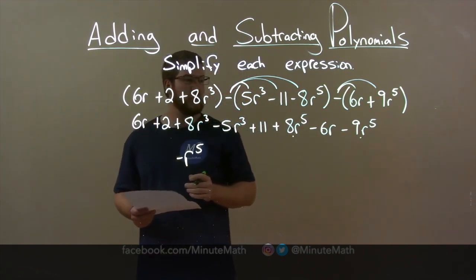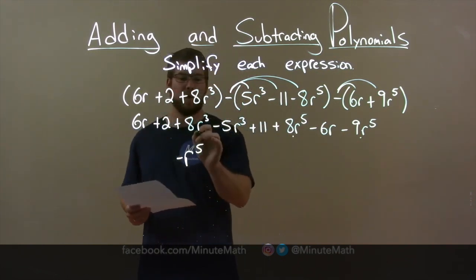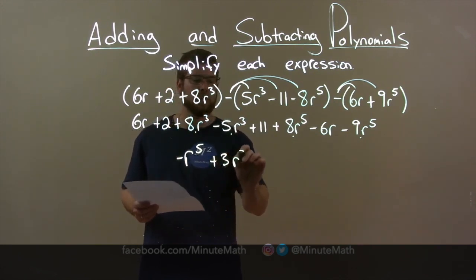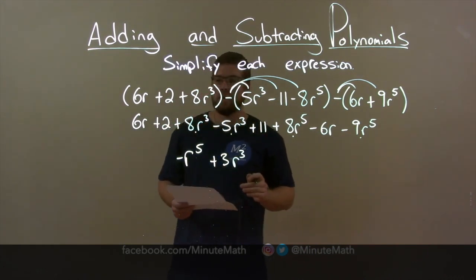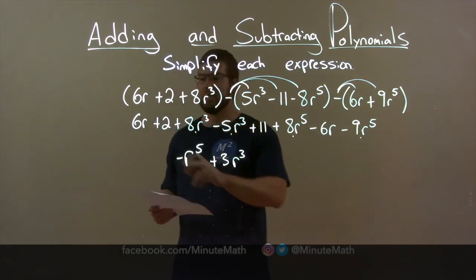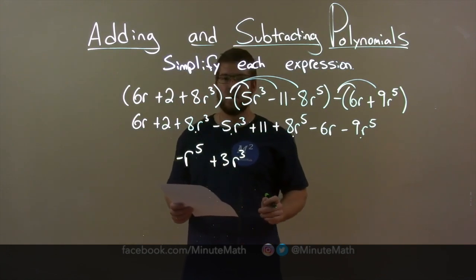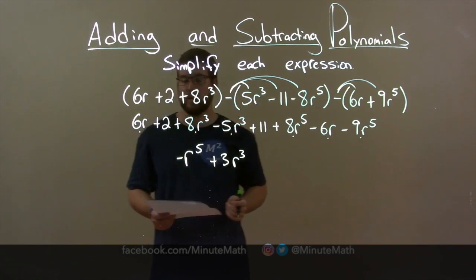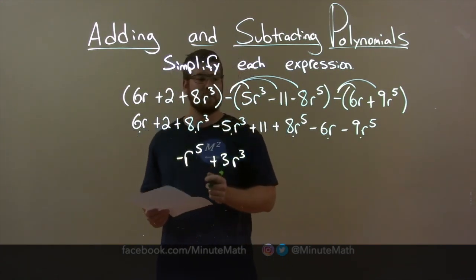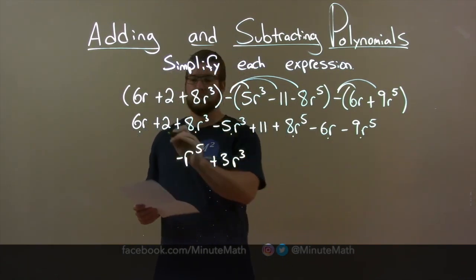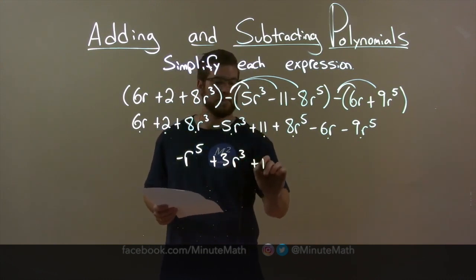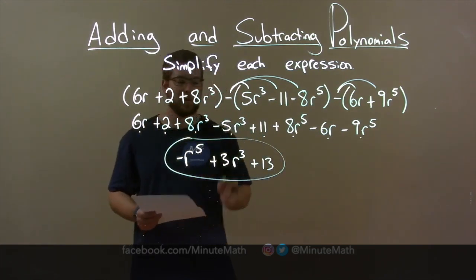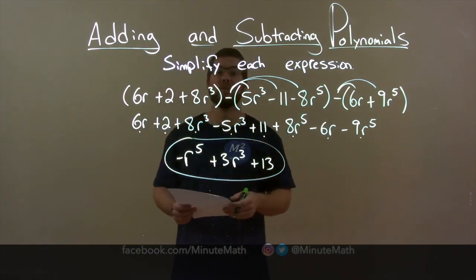Now, next highest degree that I see is just to the 3rd power. We have 8r to the 3rd minus 5r to the 3rd, which is a 3r to the 3rd power. Next thing I see is just r's by itself. 6r minus a 6r cancels each other out, and that's just 0, and no sense in writing a plus 0 here. Okay? Lastly, we just have our numbers, 2 and 11. 2 plus 11 is 13. And we've brought everything down, and our final answer is minus r to the 5th plus 3r to the 3rd plus 13.